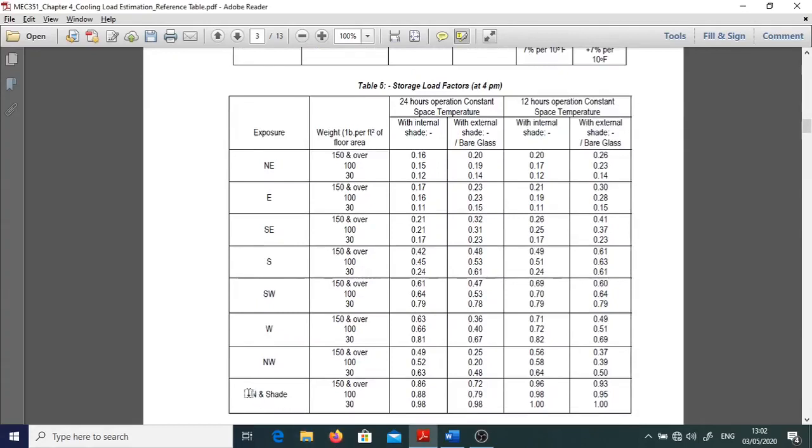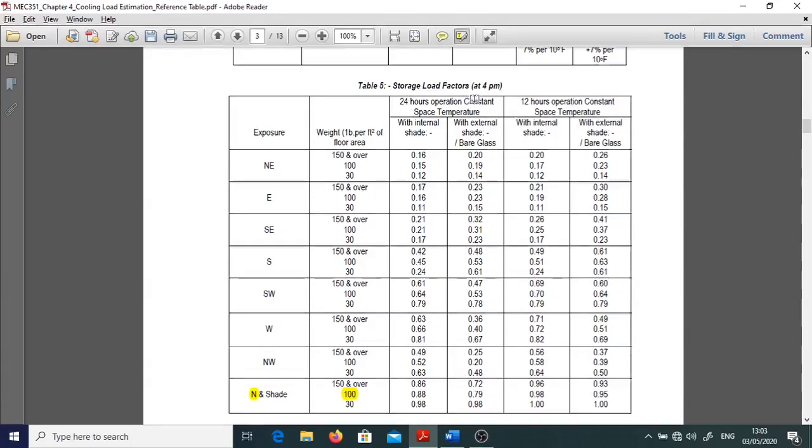Okay, so we have the exposure north here. Now we have 3 options here, 150 and over, 130. From the notes and the video lesson, I have already mentioned that we are going to use the value for 100. Okay, because why? Because our brick wall is 60 pounds per feet square. So we choose the nearest and also highest. We cannot choose 30 because it will not be enough. So we choose the number which is higher than 60. Okay, so 100.